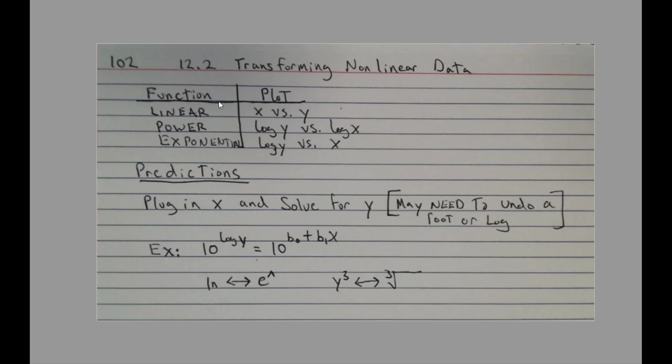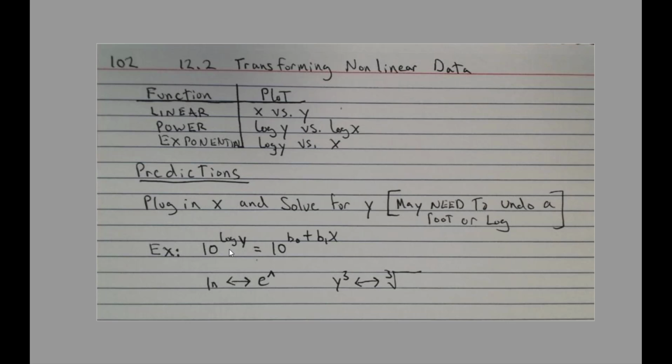So again, to determine, most times, if it's linear, it'll be x versus y. If it's a power, it's a log of y versus a log of x, or an exponential is log of y versus an x, okay? And for dealing with predictions and solving for these, like we did earlier, we just plugged in our x to solve for y on the equation that we dealt with for the first part of 12.2. And this one we'll probably have to mess with dealing with some log and some natural log.